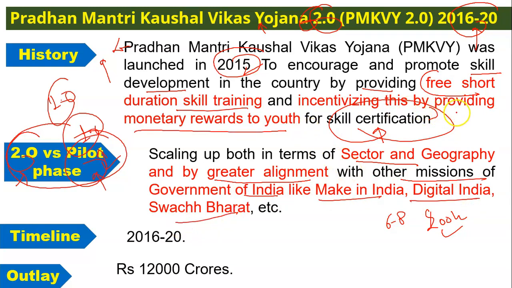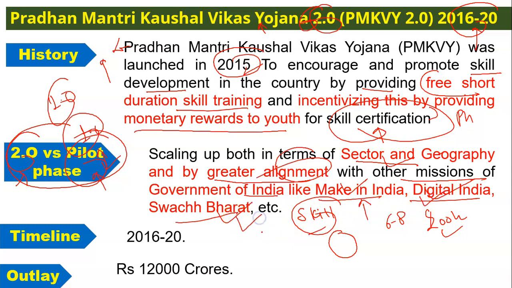In phase 1, the government limited the geography of this scheme, but in the second scheme they have increased the geography. It means they have covered a vast area, more districts, more states, and they have also aligned this scheme with the flagship schemes or the main targets of the government, like Make in India, Digital India, Swachh Bharat. It means we can say that they are developing the skill of the person so that skill development will boost this Make in India, Digital India or Swachh Bharat of the government.